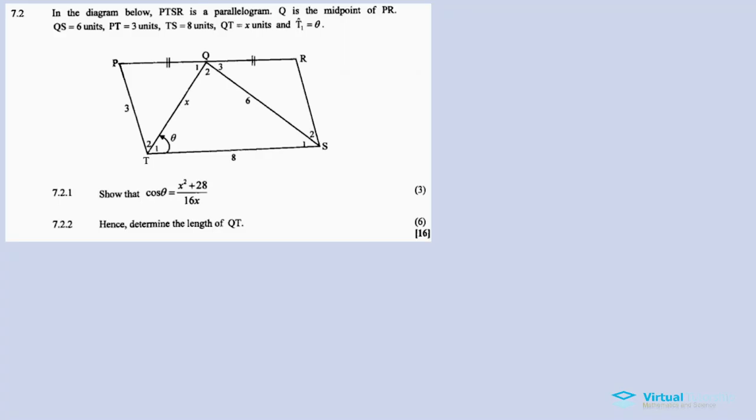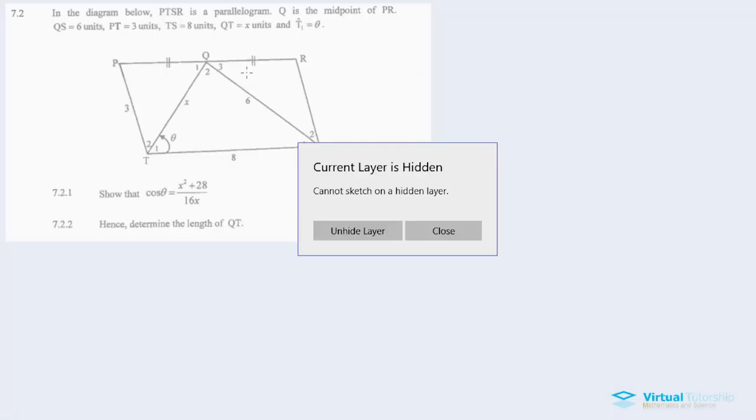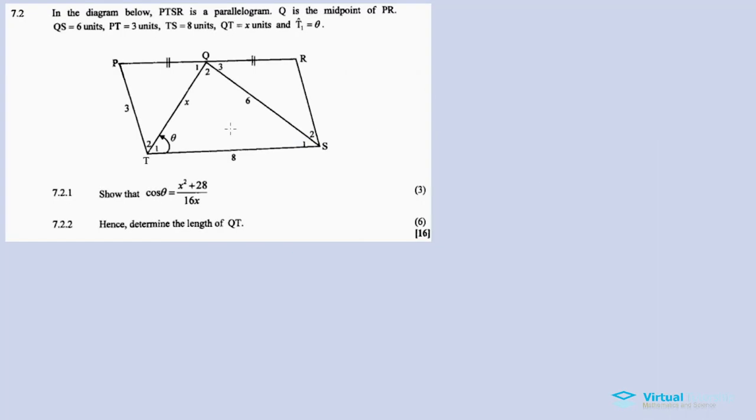But the question is, where does the sine rule work, on which triangle? This one, this one, or this one? I say we will work on triangle QTS. Why? Since we need to show that cos theta is equal to this, and we find theta in triangle QTS.